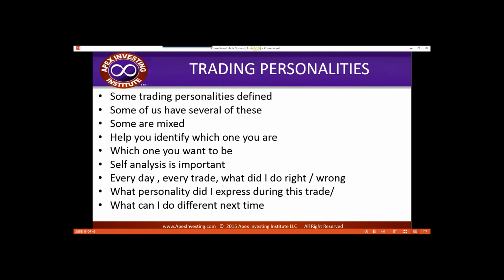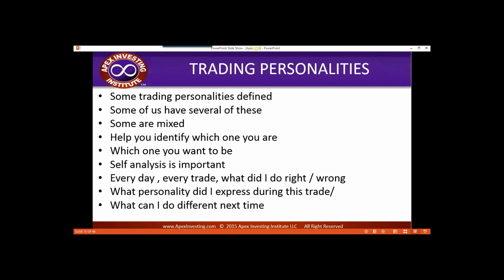Okay, let's do a little bit of self-analysis here. Let's talk about some trading personalities, all right? We're going to define some of these. There's several of them. Some of them are mixed up. Some of them might overlap a little bit here, but it's going to help identify which one you are and which one you want to be, and help you do some self-analysis.